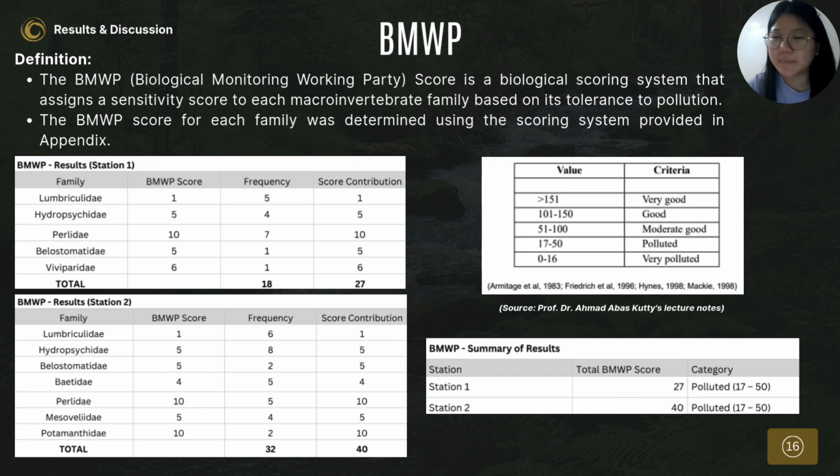Next, I will present the BMWP, Biological Monitoring Working Party, score. This is a biological scoring system that assigns a sensitivity score to each macroinvertebrate family based on its tolerance to pollution. The BMWP score for each family was determined using the scoring system provided in the appendix. For Station 1, the total BMWP score was 27. For Station 2, the total BMWP score was 40. The interpretation scale shows that both stations fall in the polluted category.